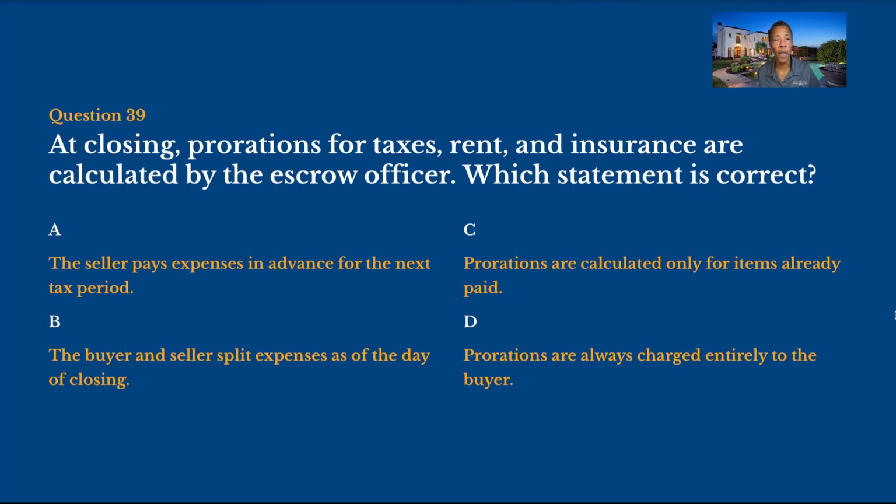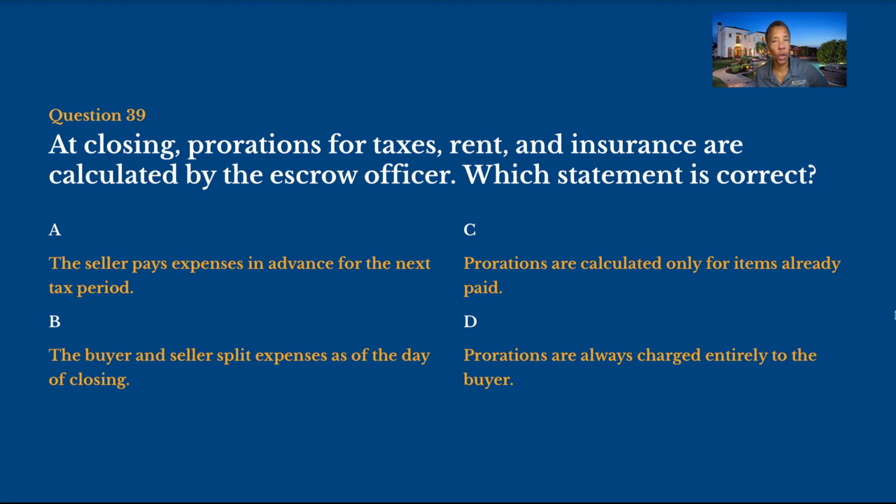Question 39. At closing, prorations for taxes, rent, and insurance are calculated by the escrow officer. Which statement is correct? A. The seller pays expenses in advance for the next tax period. B. The buyer and seller split expenses as of the day of closing. C. Prorations are calculated only for items already paid. And D, prorations are always charged entirely to the buyer.